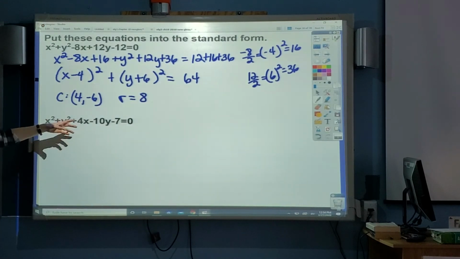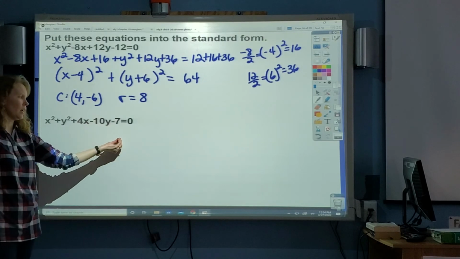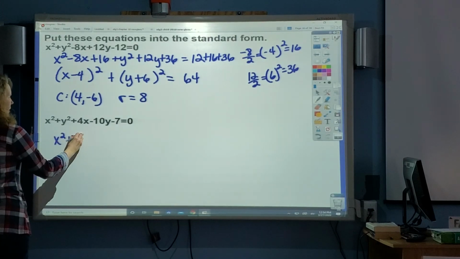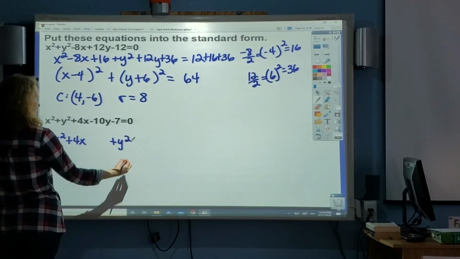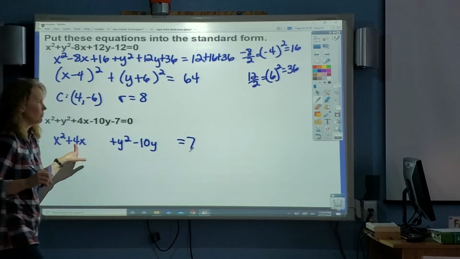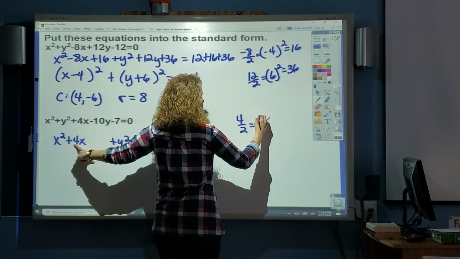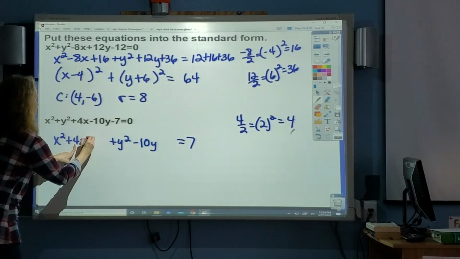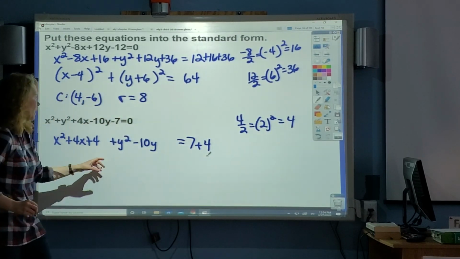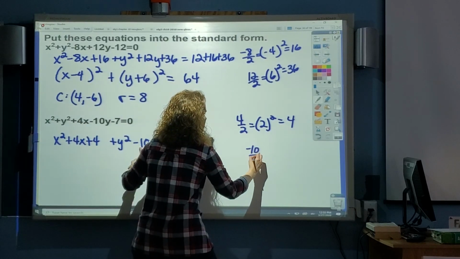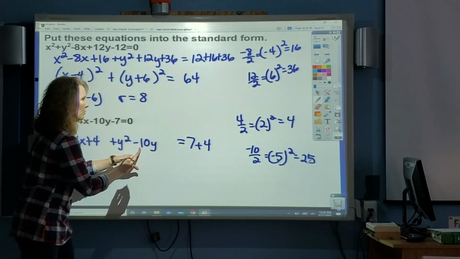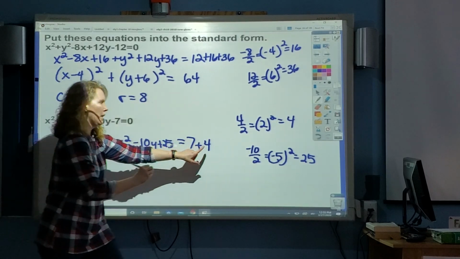First thing, get the x's together, leave a spot. Get the y's together, leave a spot, and bring that -7 over. That constant needs to go back over. All right, we're ready to go. So take your 4, here's my scrap work, divide by 2, get 2, square it. So I'm going to add 4. Where else do I add 4? On the other side. Let's do that. Take -10, divide it by 2, and then square it. So we're going to add 25. And add 25.